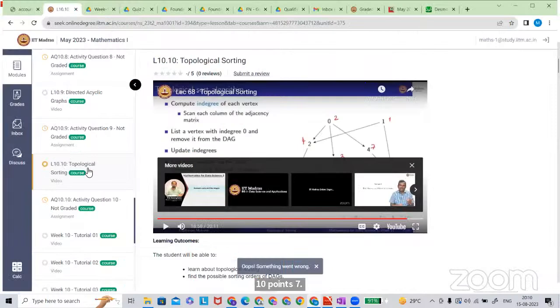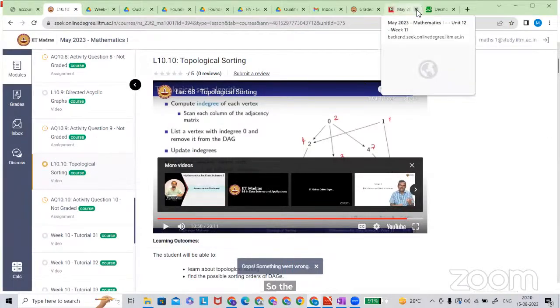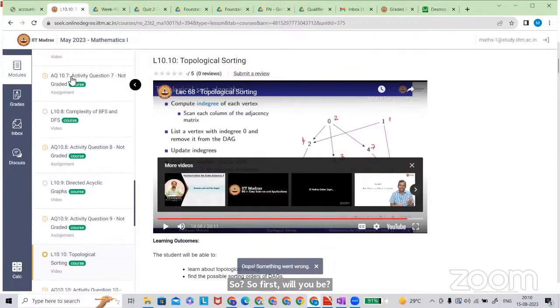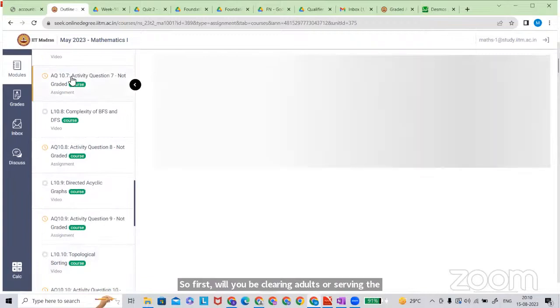Sir, there is a lot of confusion. So first, will you be clearing the doubts or solving the questions? No, Vivek raised a doubt in the starting, and I just have a small doubt, so that's why. Otherwise, we'll go with the slide only.